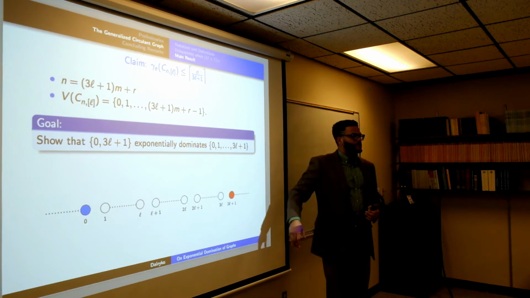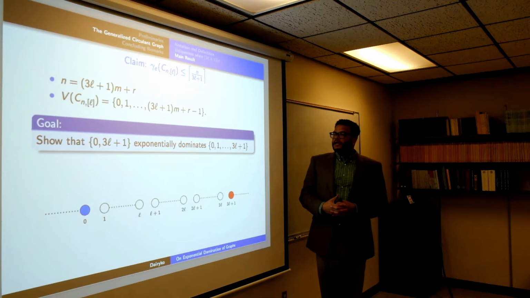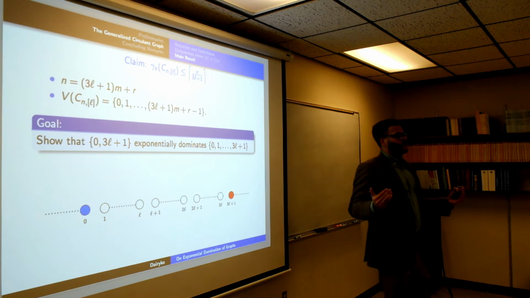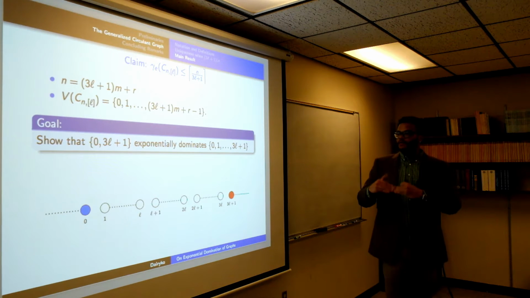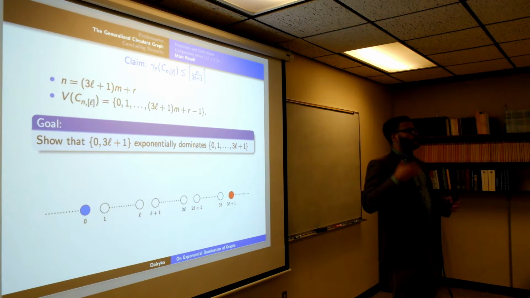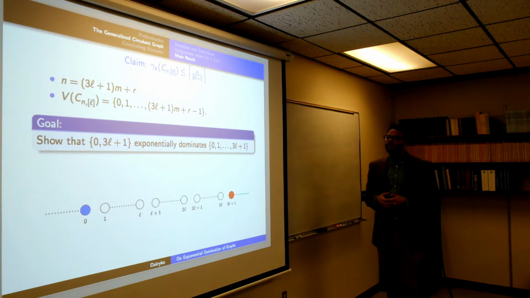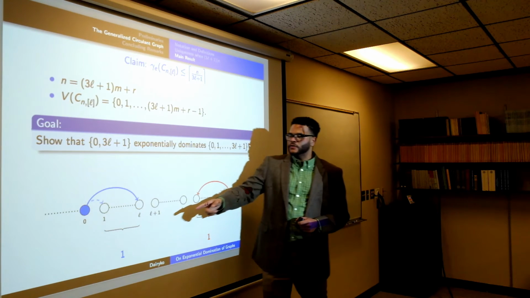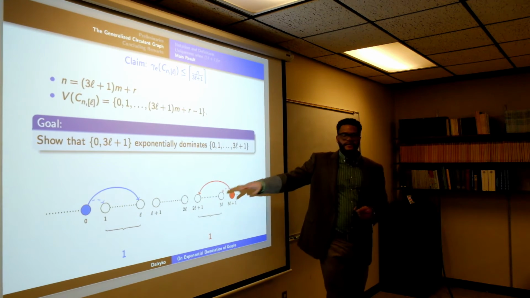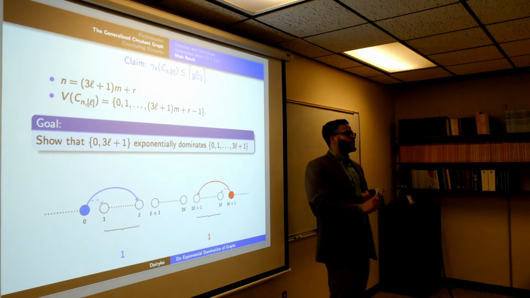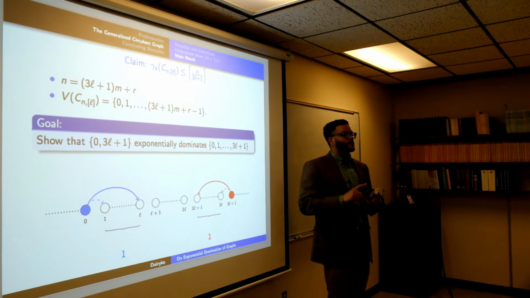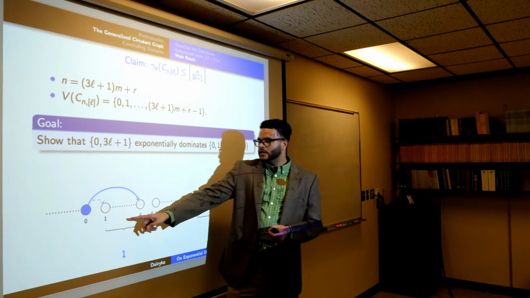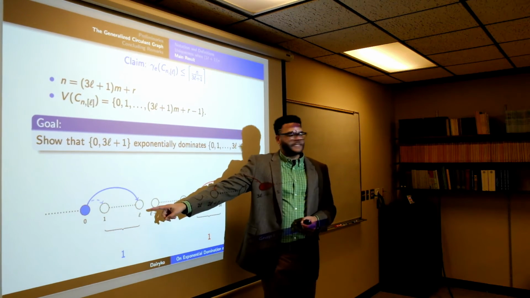And I got rid of the edges. I'll add those in a little bit. I'm going to show that vertex 0 and vertex 3L plus 1 dominate vertex 1 through vertex 3L with non-porous exponential domination. So let's look at vertex 0. Remember in CnL, there are adjacencies plus or minus 1, plus or minus 2, all the way to plus or minus L. So that means 0 is adjacent to vertex 1, all the way up to vertex L.